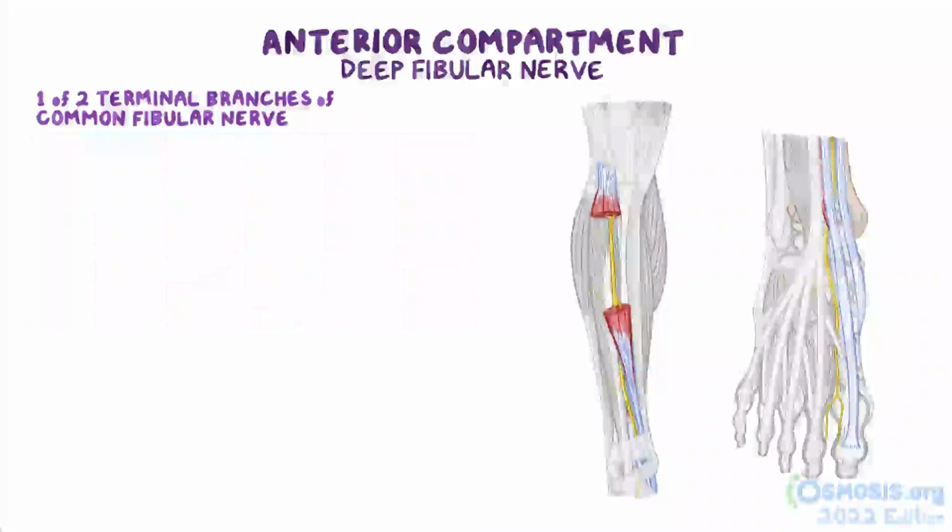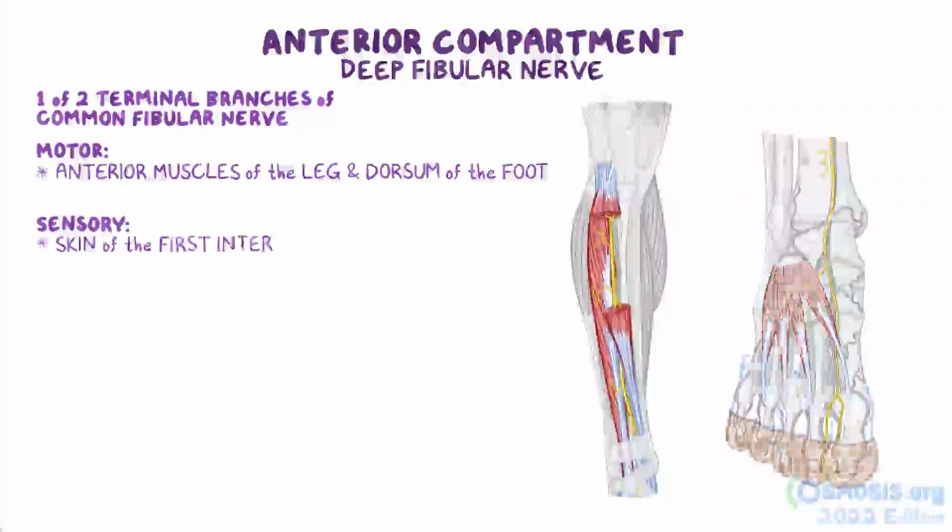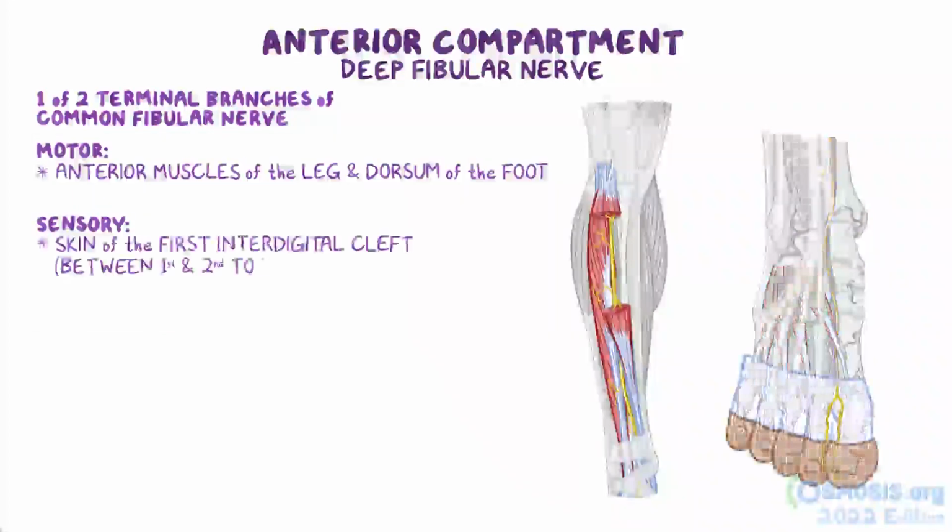Now, along its way, it sends motor branches to the anterior muscles of the leg and dorsum of the foot. Finally, it provides sensory innervation to the skin of the first interdigital cleft, which is the skin between the first and the second toe, as well as to the joints it crosses via articular branches.